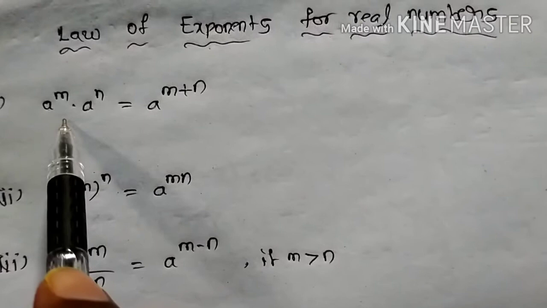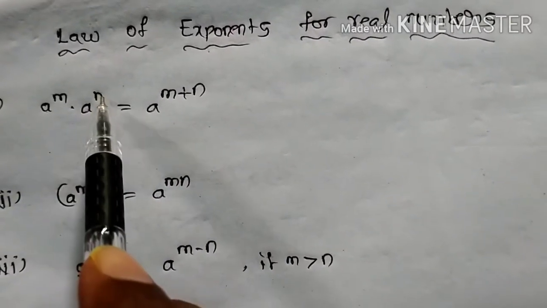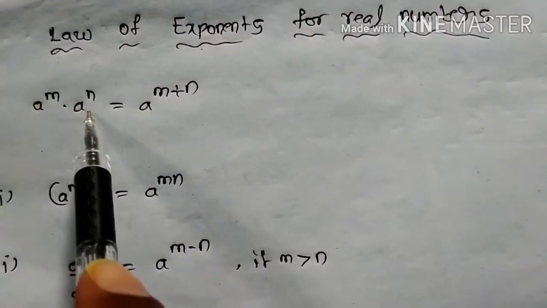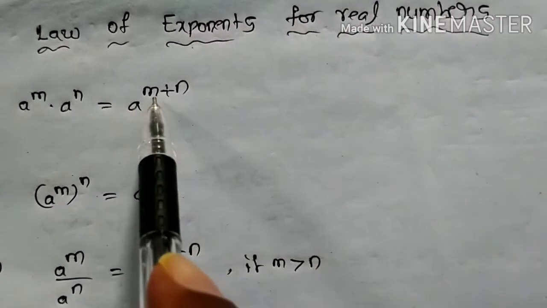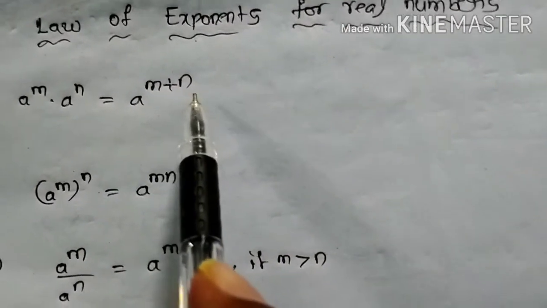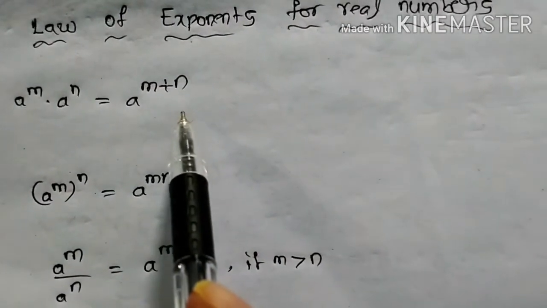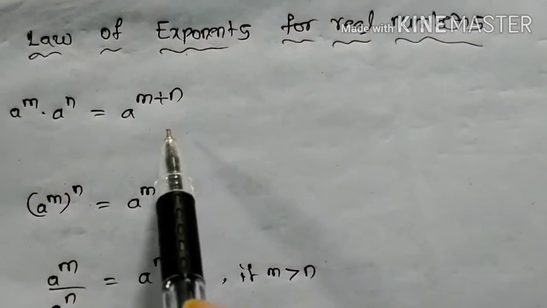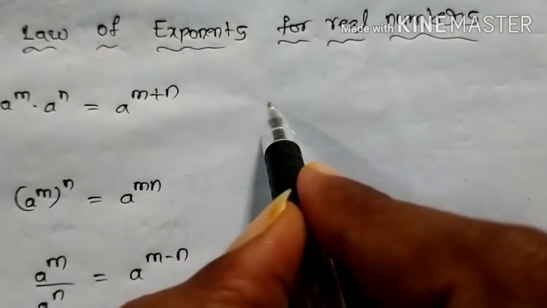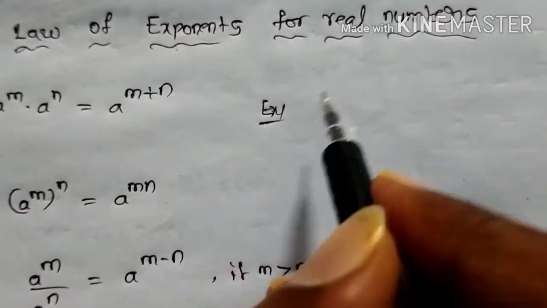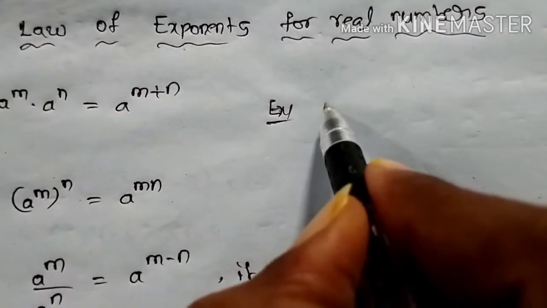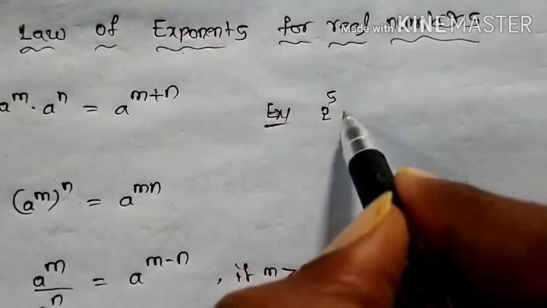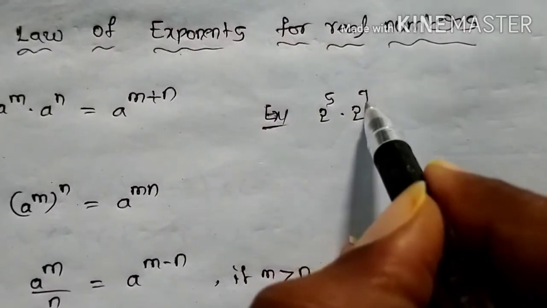First formula here: a power m into a power n is equal to a to the power m plus n. You have already studied this kind of formula in 7th and 8th classes. Once again I am explaining it with examples. Here I am taking one example: 2 power 5 into 2 power 7.